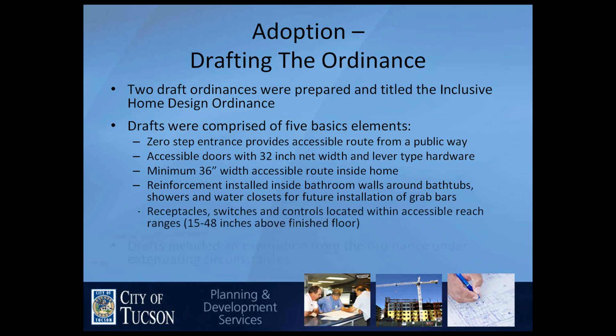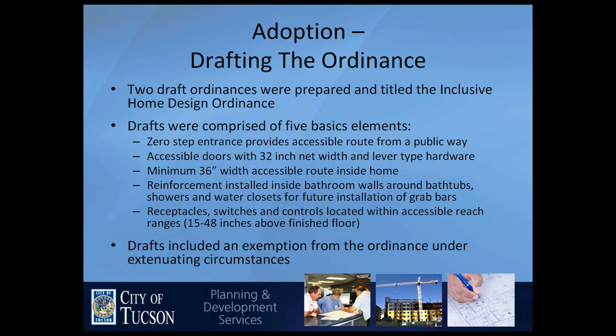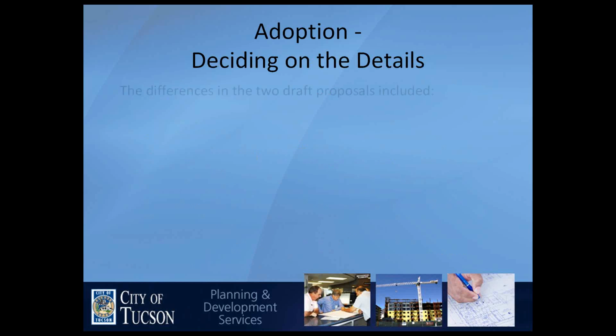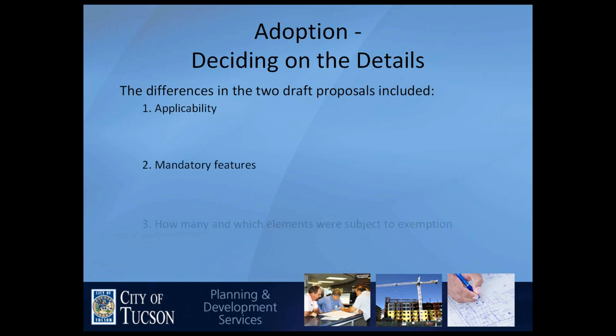There were a number of different exemptions that were proposed in order to allow a builder to not have to comply, and I'll get into a little further which of those elements were approved as an acceptable exemption. The differences between the two primary drafts that were proposed were in 3 topics here that you see: applicability, mandatory features, and the extent of the exemptions available.